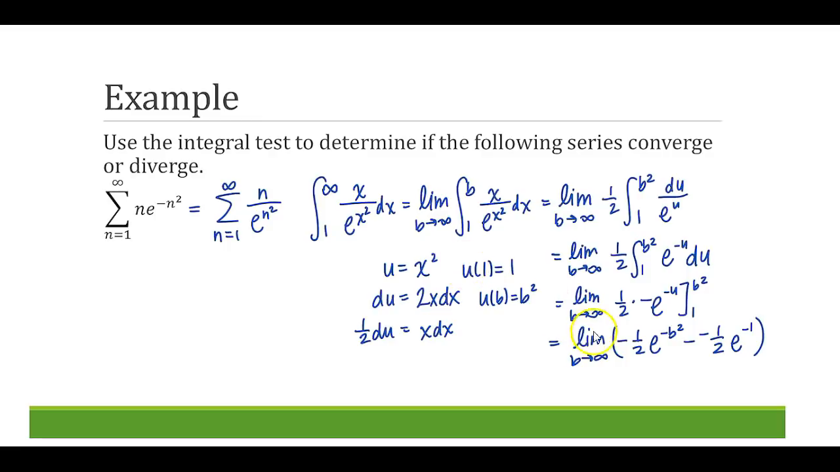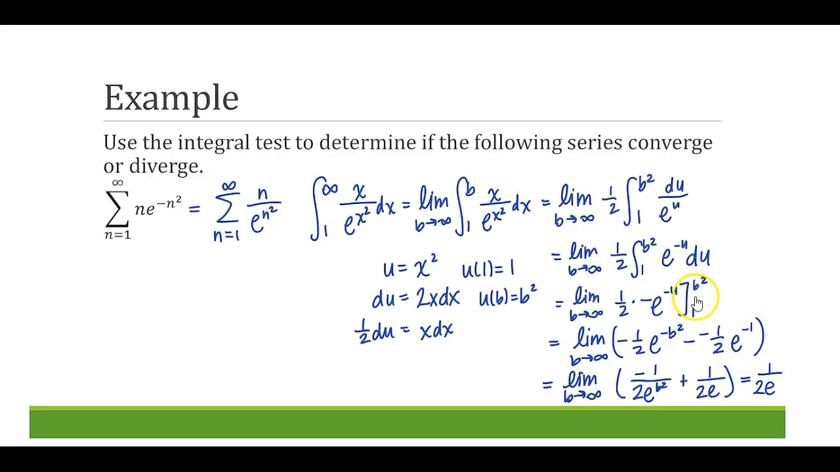And we want to take the limit as b approaches infinity here, so it might help if we think about this as the limit as b approaches infinity of negative 1 over 2 e to the b squared plus 1 over 2e. Because now, as b approaches infinity, this denominator is getting really big, so negative 1 over a really big number is 0. So this part goes to 0, so all I have left is 1 over 2e.